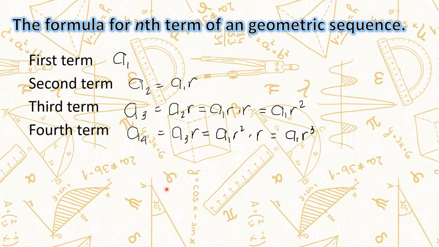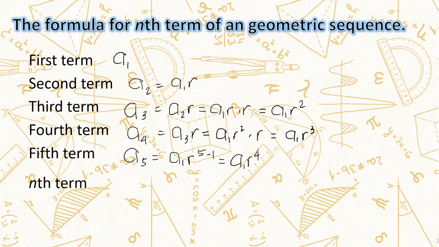Hence, we can simply write the fifth term in terms of a sub 1 and r. That will be a sub 5 is equal to a sub 1 times r raised to 5 minus 1, and that will be a sub 1 r raised to 4. To write the nth term of the geometric sequence, therefore, in terms of a sub 1 and r, that will be a sub n equal to a sub 1 times r raised to n minus 1.